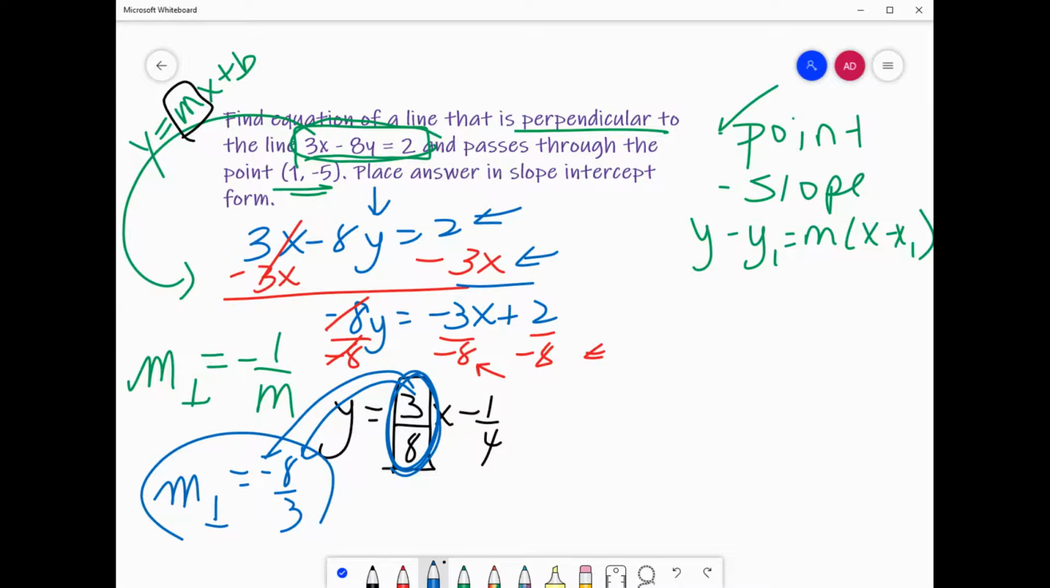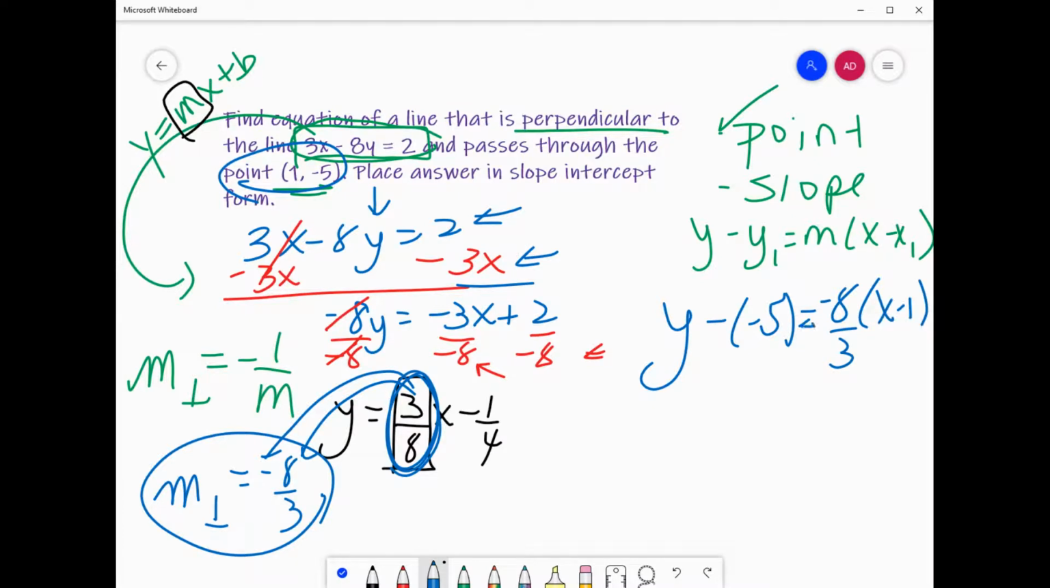So now I got myself a slope and I got a point. Might as well use the point-slope formula. Just makes sense. If you're a little fuzzy on the point-slope formula, please go back and watch my other video. Because, oh yeah, by the way, I put that one up too. So I have y minus a negative 5. Well, y minus negative 5, you know, is plus. So just cleaning this up, gives me y plus 5 equals negative 8/3 times x minus 1.